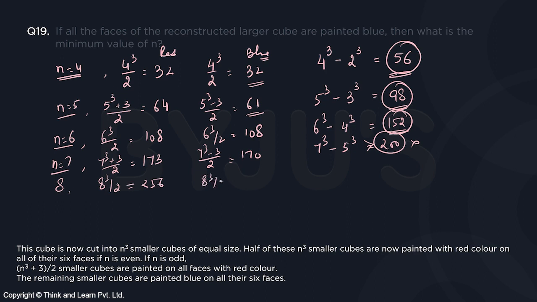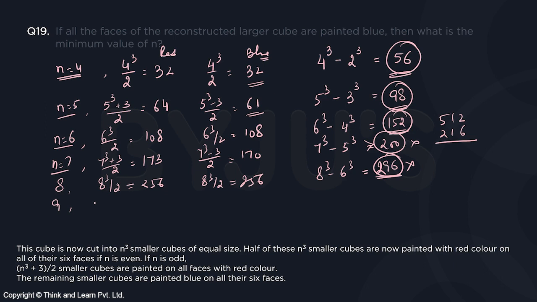Similarly, 8 cube divided by 2, 256 would be blue as well. So, number of cubes visible on the outer surface is 8 cube minus 6 cube, that is 512 minus 216. It gives me 196. And I think, yes, this is working. Let me check it again. 512 minus 216. So, it is 296. Even this is not working. It is 296. Next, n is equal to 9.